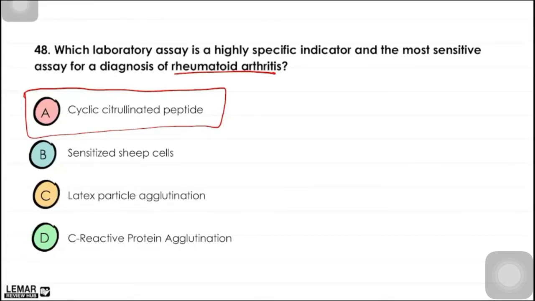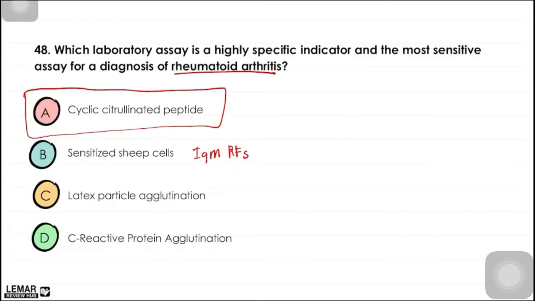Okay, this is comparable to the other laboratory tests for rheumatoid arthritis, and anti-CCP would give a high specificity for diagnosis. So we have other tests. We have sensitized sheep cells, which are used in the agglutination test for RF. The agglutination test for RF using sensitized sheep cells generally detects the IgM rheumatoid factors.